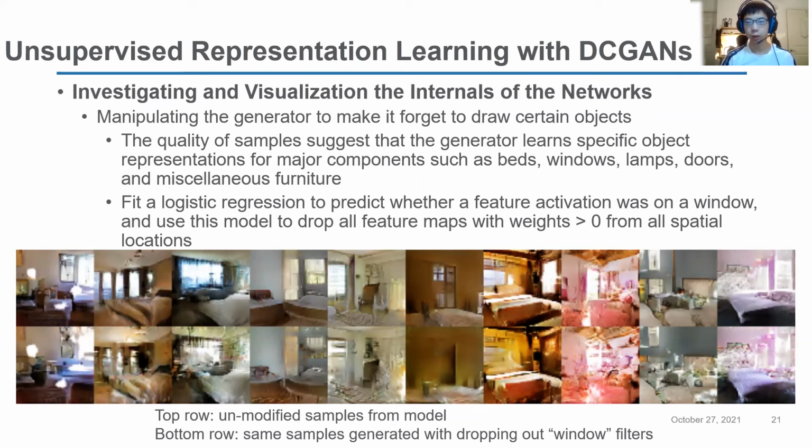and other furniture. So they fit a logistic regression to predict whether a feature activation was on a window, and use it to drop all feature maps with weights larger than 0 from all spatial locations. In this picture, we can see that some windows are removed. Some are transformed into objects with similar visual appearance, such as doors and mirrors. Also, visual quality on the bottom side decreases.